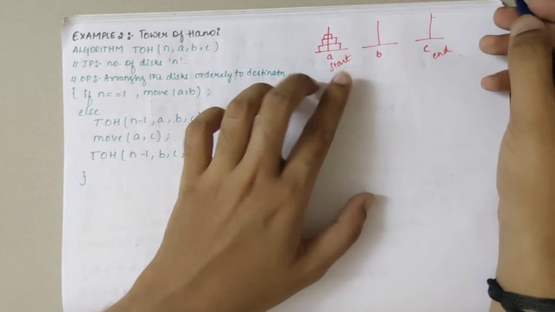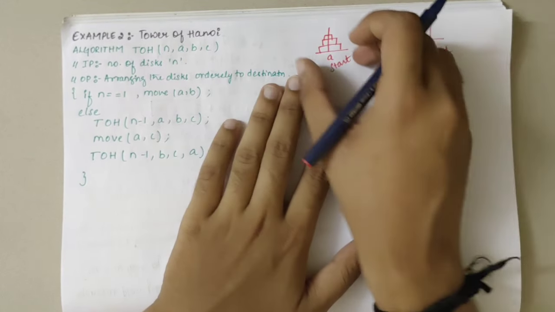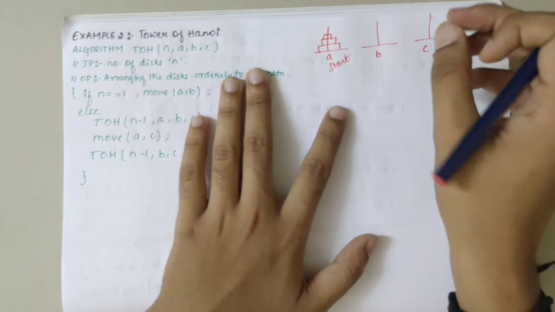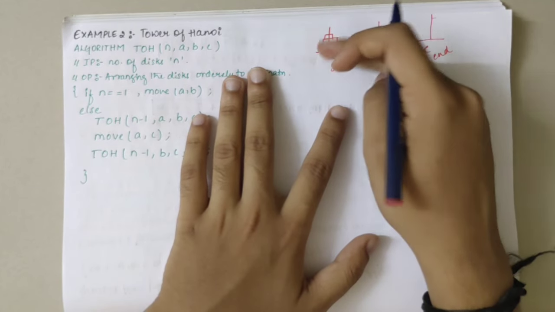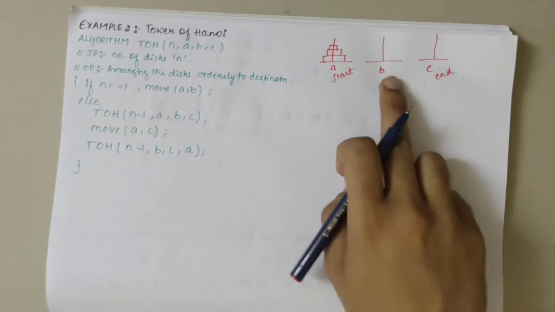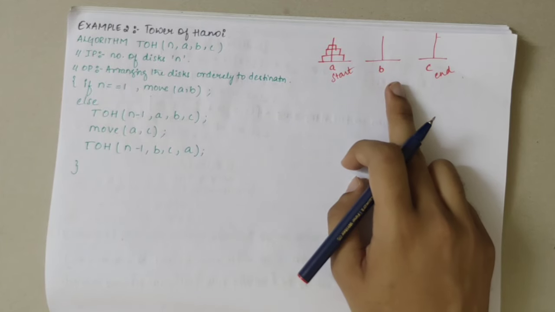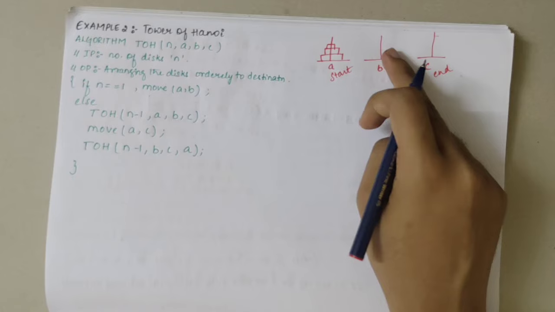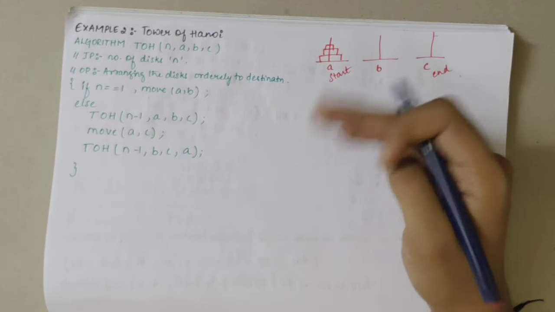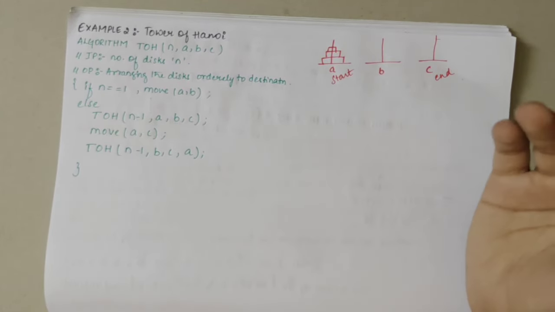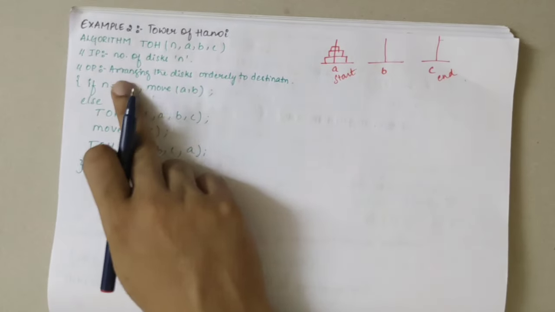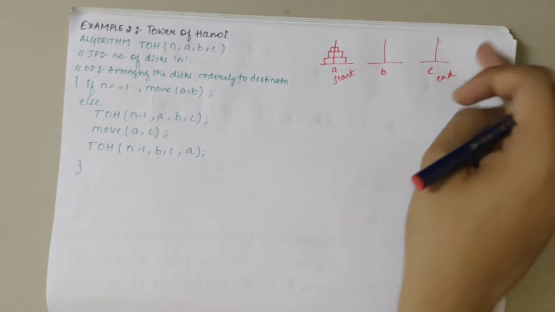So the conditions here are that the largest disk should be at the bottom and the smallest disk should be on the top. It should follow the same sequence as it was in the starting point. In one iteration you can move only one particular disk, and while storing the disks here, the sizes should be followed as being followed here. So the input is number of disks, arranging the disks orderly to the destination end C value.